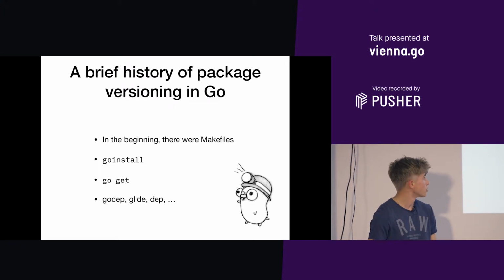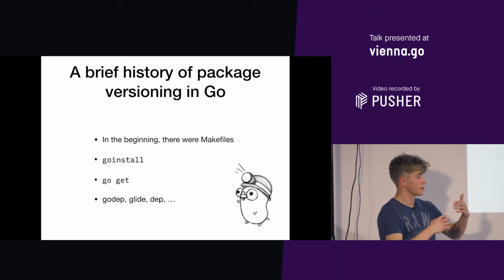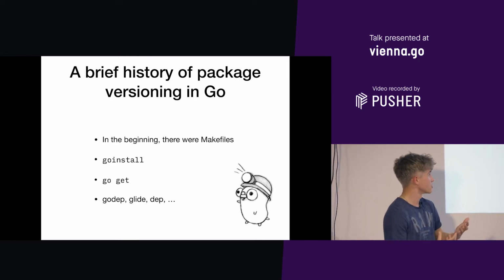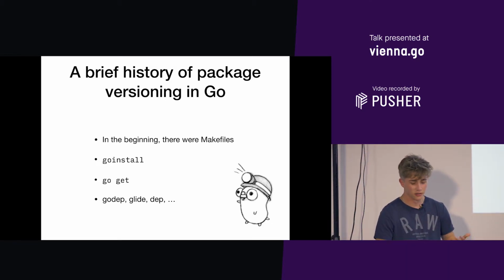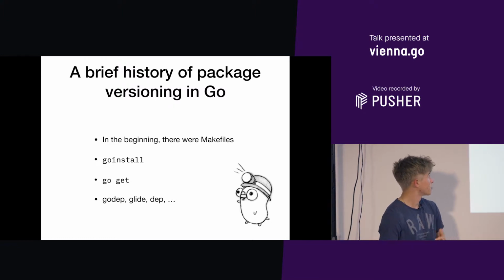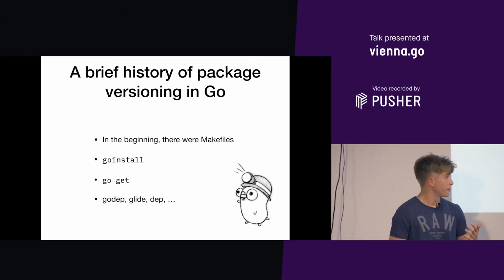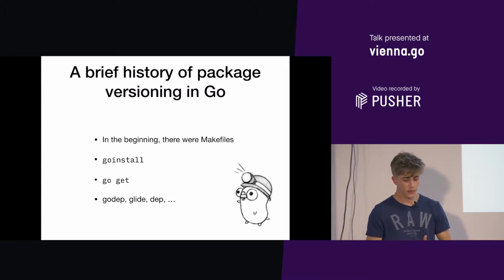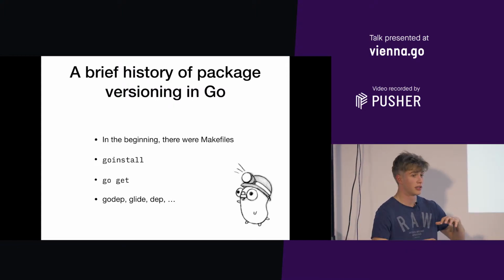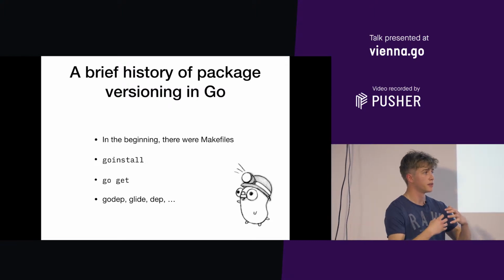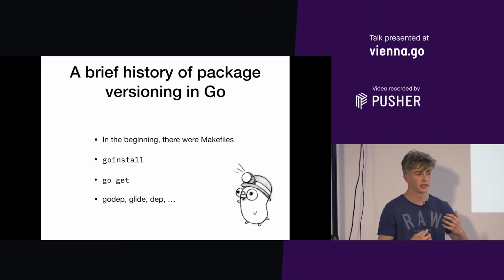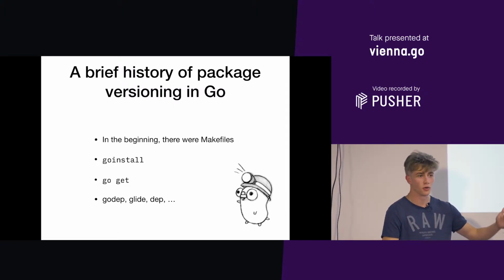Later on, the command was basically transformed into go get, so there wasn't much difference between go get and go install, and it was part of the Go 1 release. But it still had no concept of versioning, basically. So you couldn't say this is version 1.0 of my package.